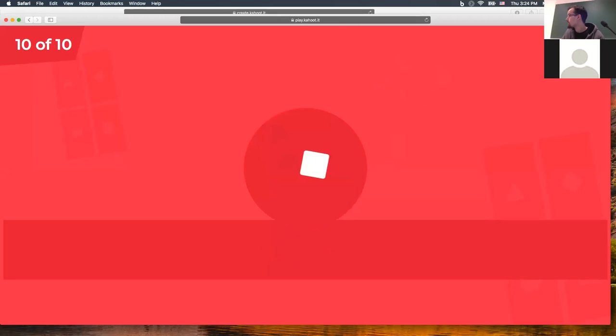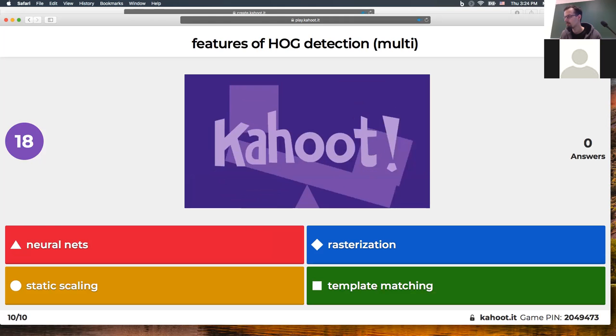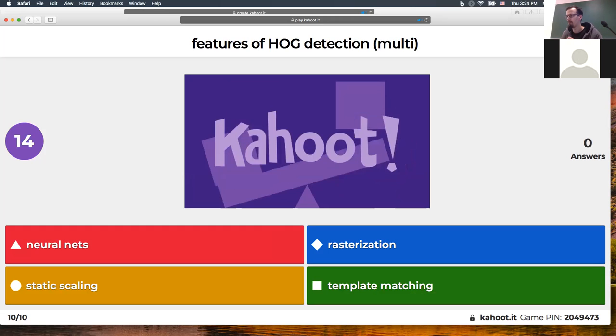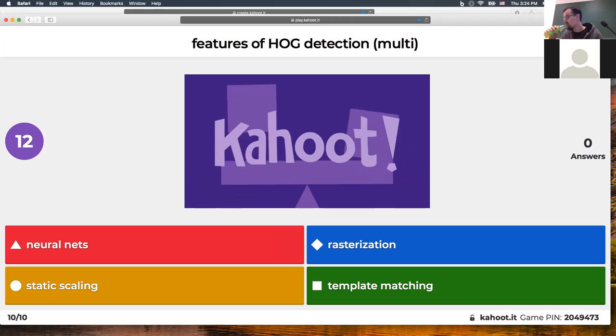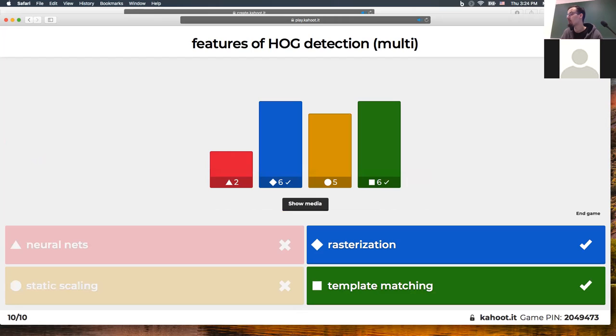Is that it? No, this is a plot. 9 of 10 of them. Yeah, I forgot what it stands for. I know what it is, but yeah.